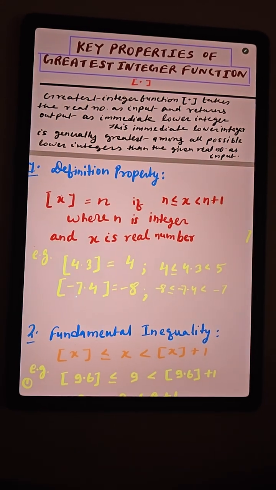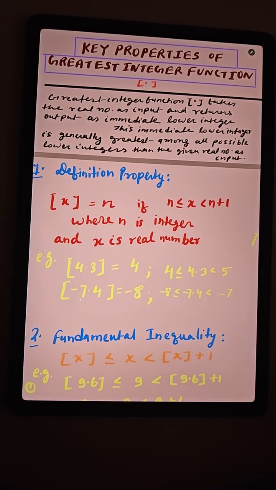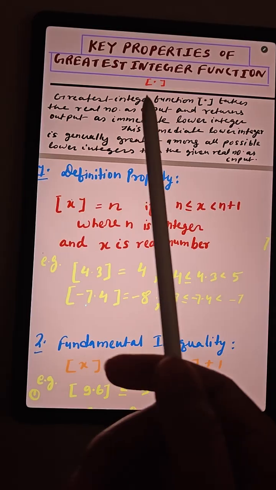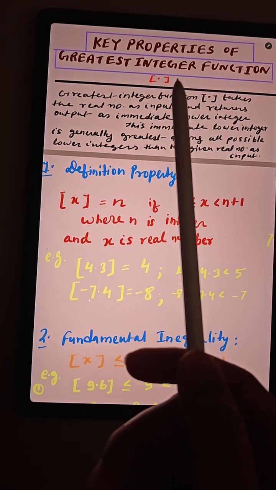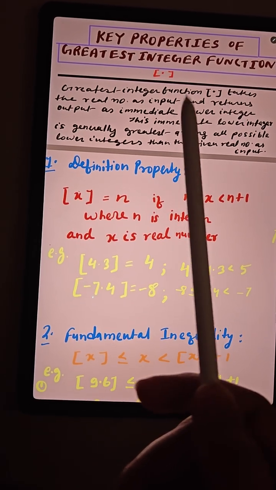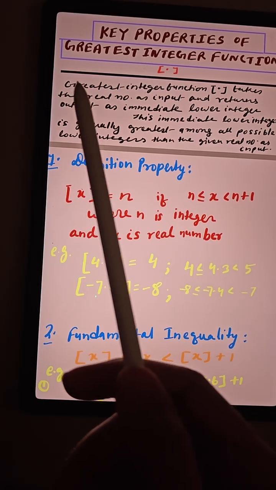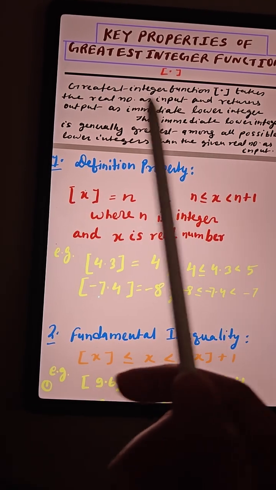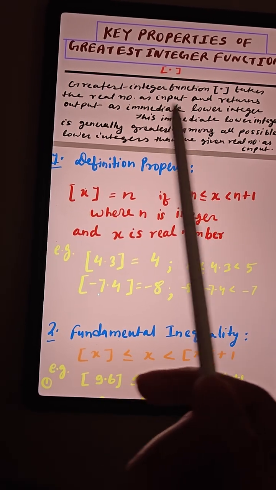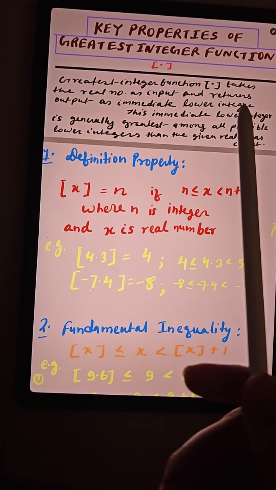Let us discuss the key properties of the greatest integer function one by one. First of all, this is the notation for the greatest integer function, and you know the definition. I am just revising it. The greatest integer function takes a real number as input and returns the immediate lower integer.